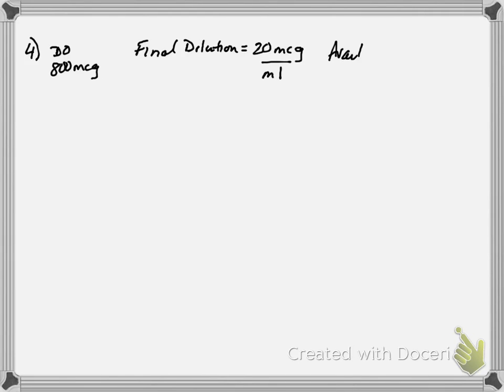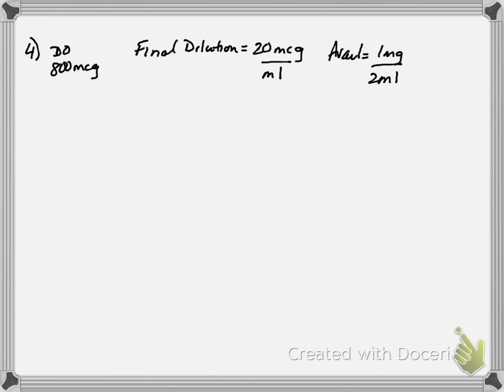All right, let's take a look at number 4, doctor's orders. So doctor's order is 800 mcgs of drug IV. Final dilution is 20 mcgs per ml. On hand, my available is going to be 1 mg per 2 ml.